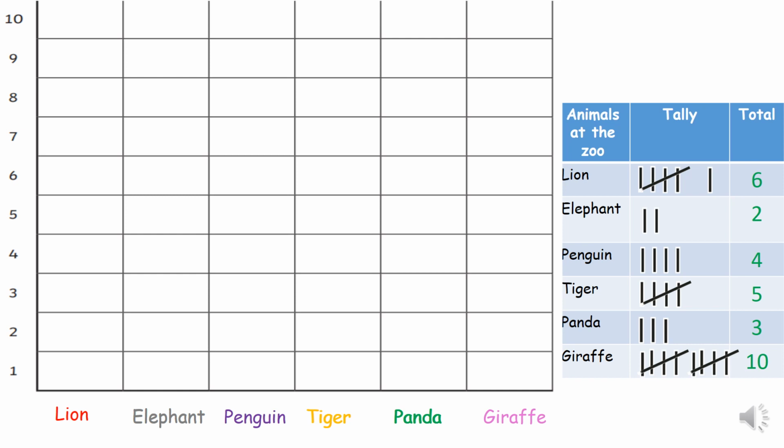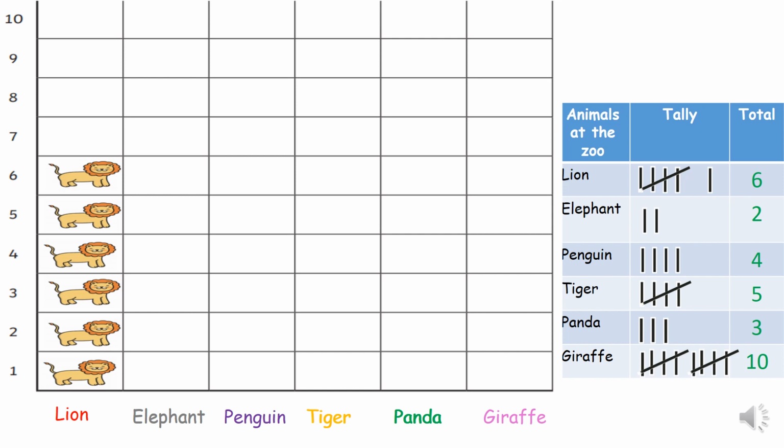So now we're going to fill in our pictogram, and we're going to use the first item in our tally chart, and that's the lions. How many lions do we have? 6. So we saw 6 lions, which means we need to draw 6 pictures. 1, 2, 3, 4, 5, 6. So in our pictogram, we have 6 pictures of lions.